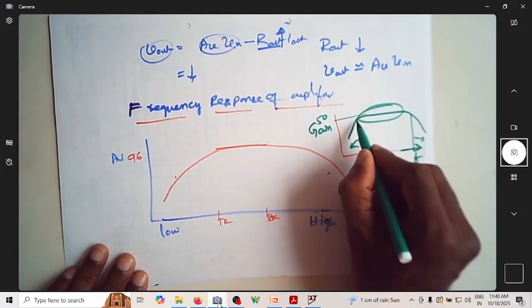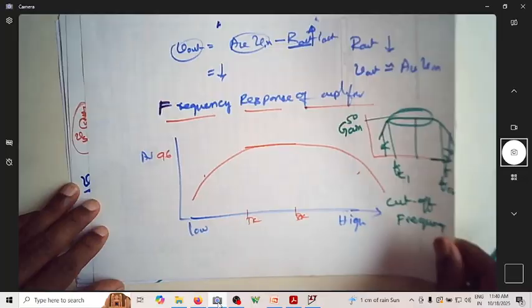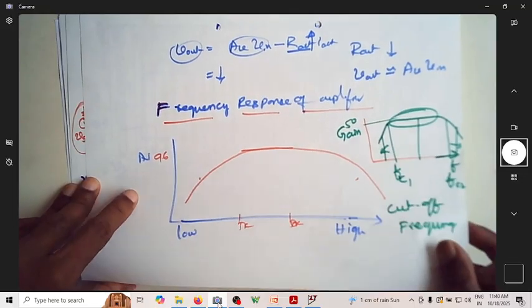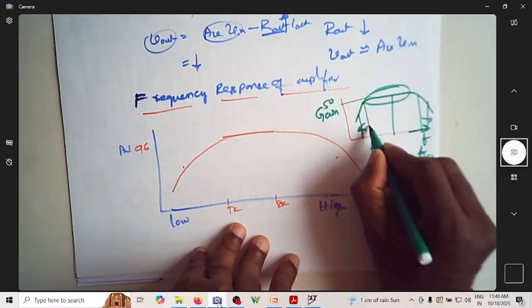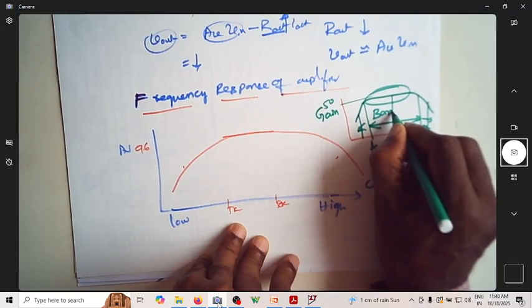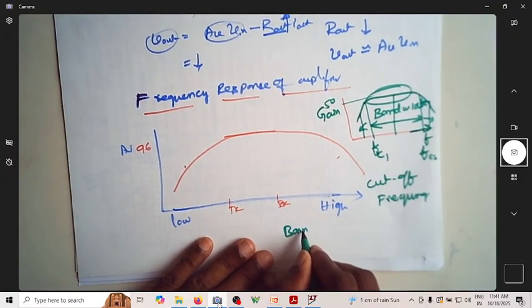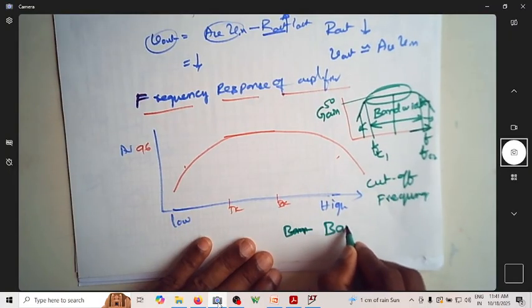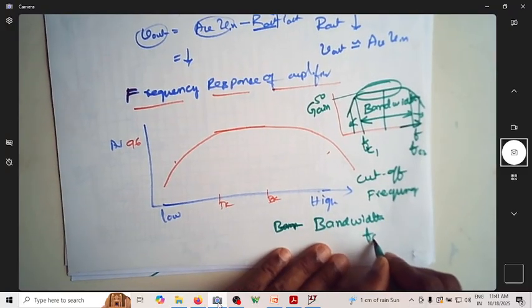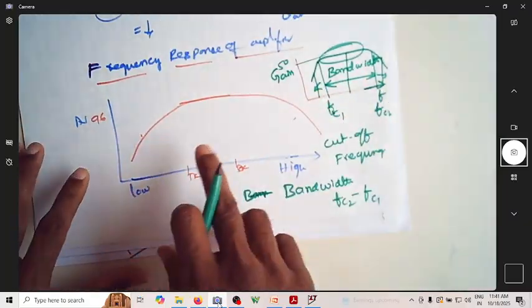How did I mark this as a point? Why not this point? Why not this point? There is a reason for choosing these 2 points, fc1 and fc2, as cutoff frequencies. If the input signal lies between these 2 points, this is called the bandwidth. So what is the bandwidth of an amplifier? Let me write it as BW, which is nothing but fc2 minus fc1.